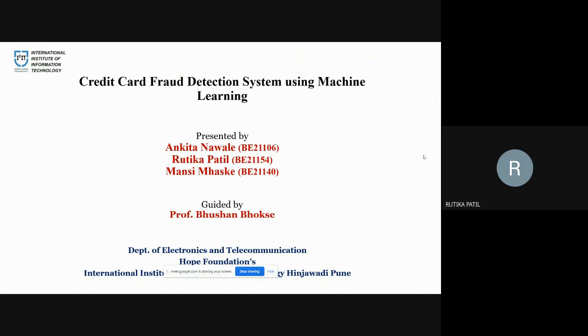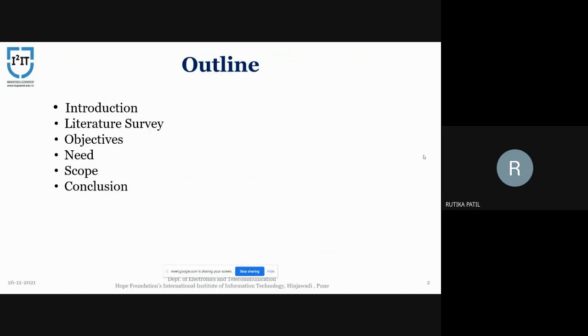Today I am presenting a PowerPoint presentation on credit card fraud detection system using machine learning. These are the outlines of the project: introduction, literature survey, objectives, need, scope and conclusion.